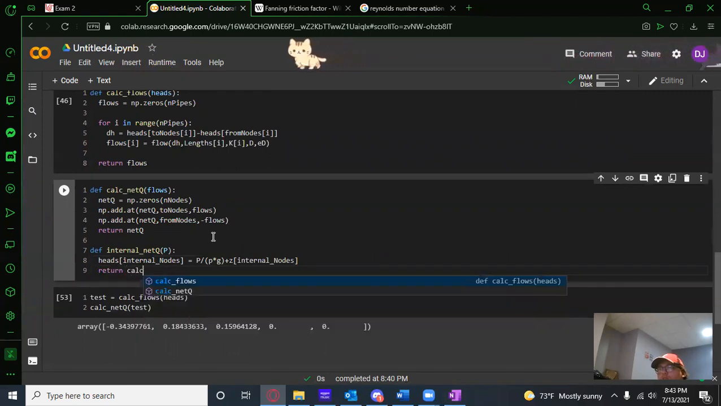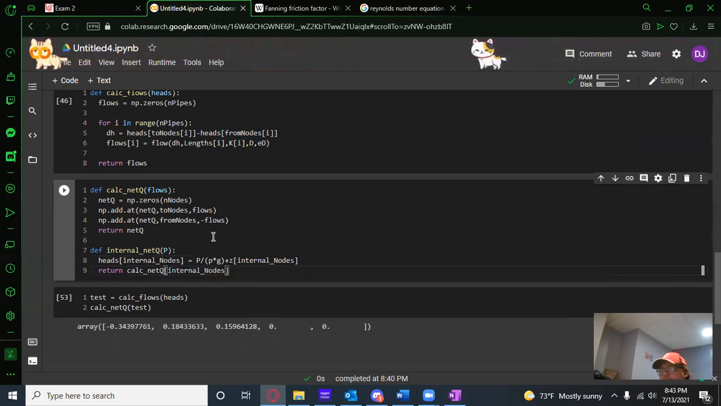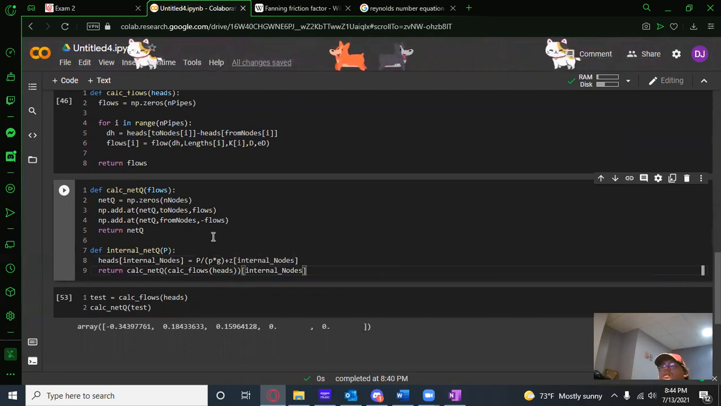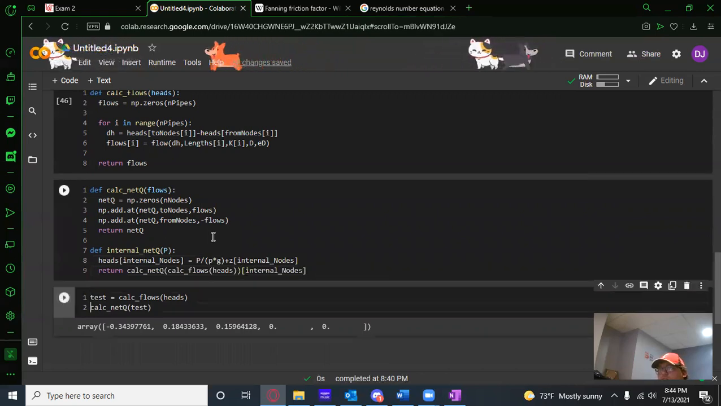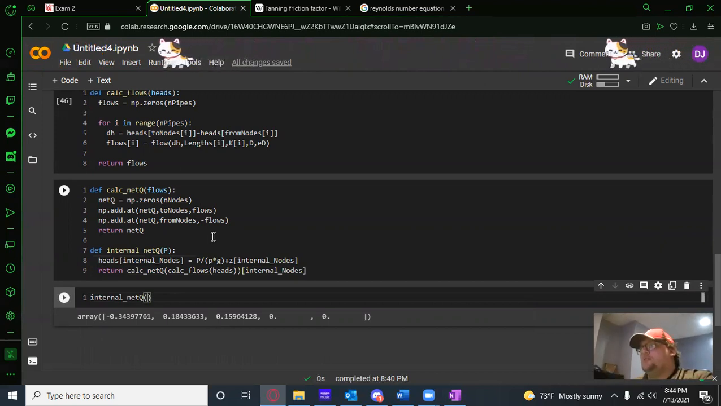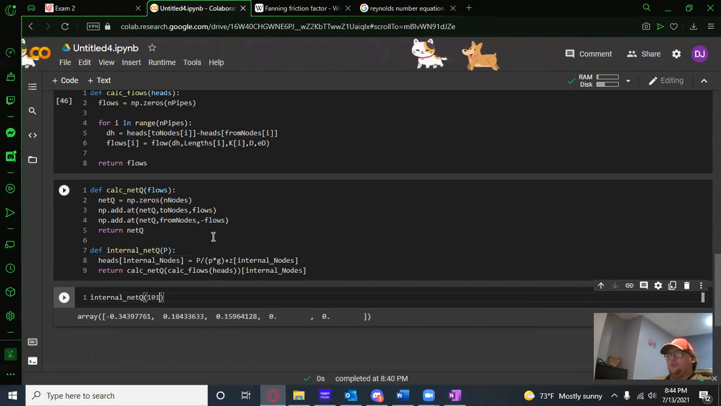So what we're doing is return calc net Q for our internal nodes of our calc flows from our heads. Basically, say for example our internal pressure is just simply atmospheric pressure, so 101,325.